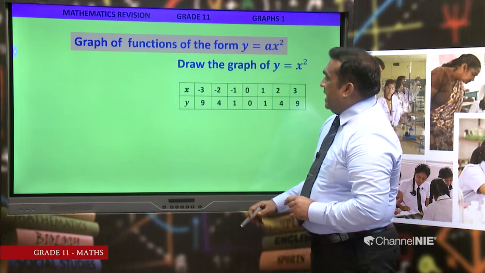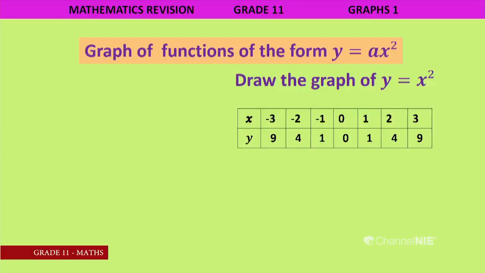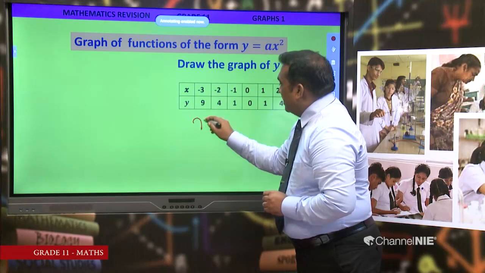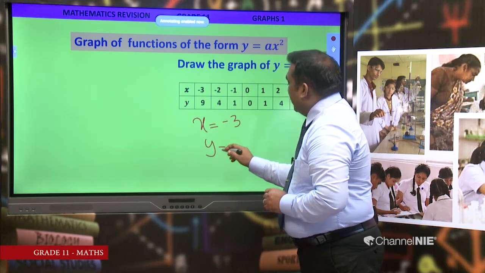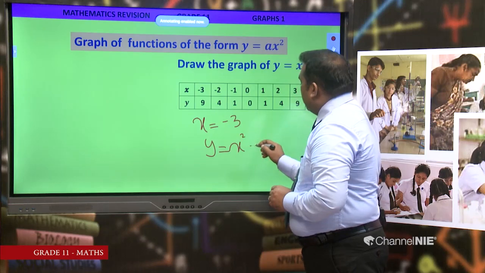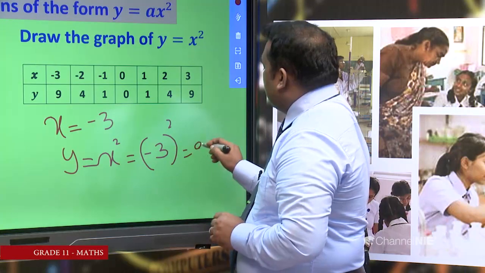Here x has a range from -3 to +3. Using this range, we want to find the values of y. How to get it? Substitute. When x equals -3, y equals x squared, it means (-3) squared, that is +9.